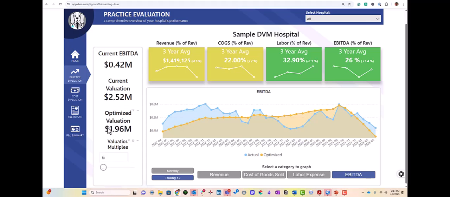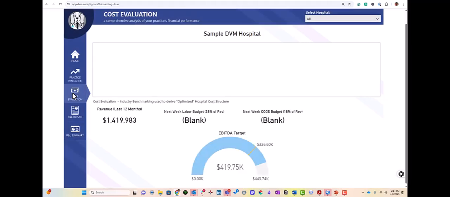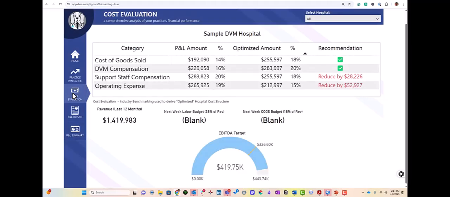Optimized value here is if you were under 23% EBITDA, this would tell you what the 23% EBITDA would look like and how much more you could grow. So this is kind of aspirational. This hospital is already kind of over optimized because they're over that 23% EBITDA on a 3-year average. So from here, you can dig a little bit deeper to really see what's going on in your hospital and really look at these categories here.